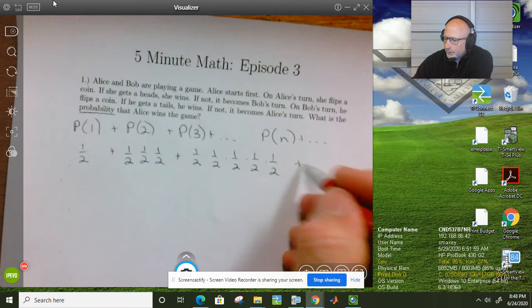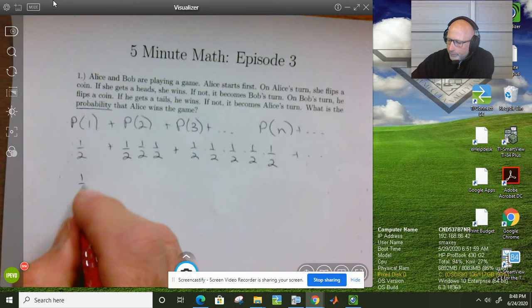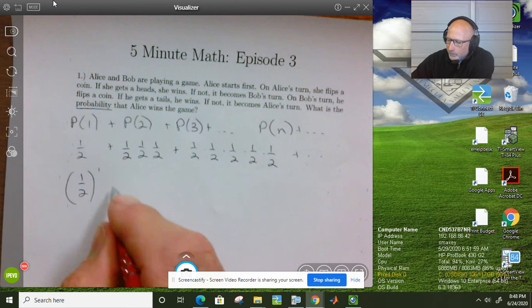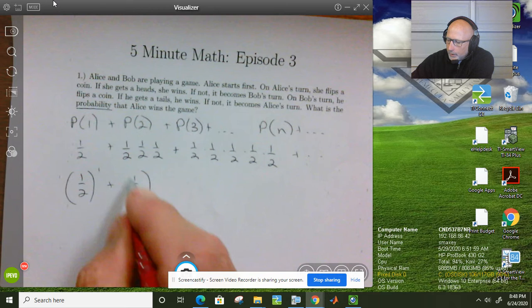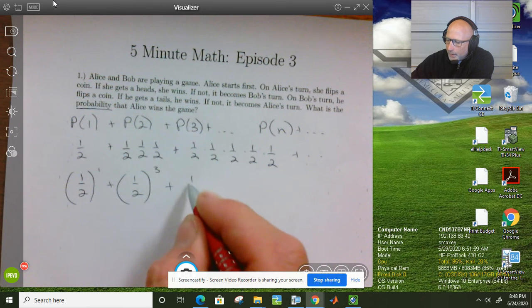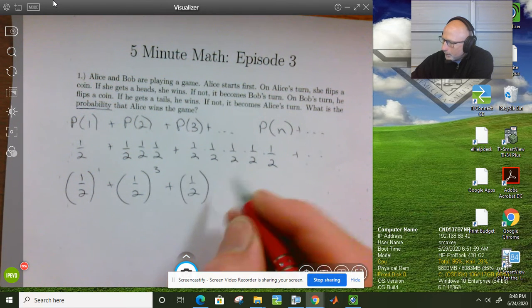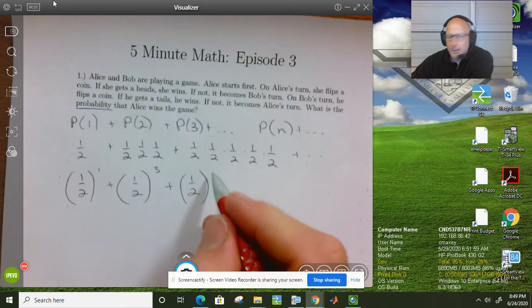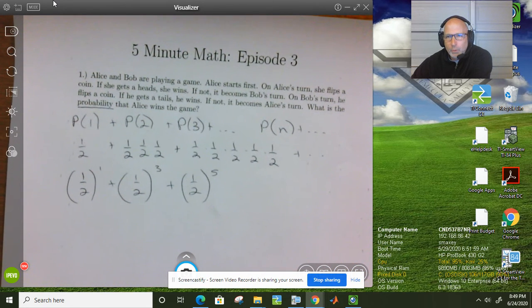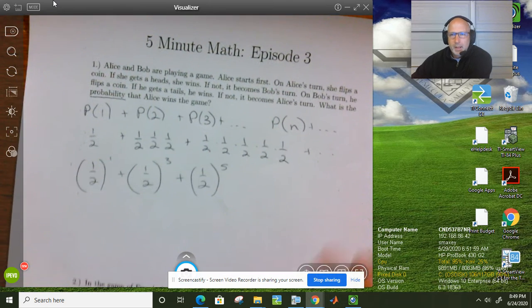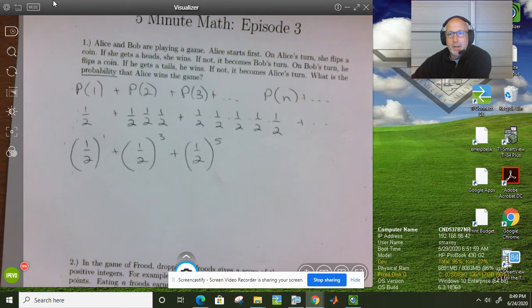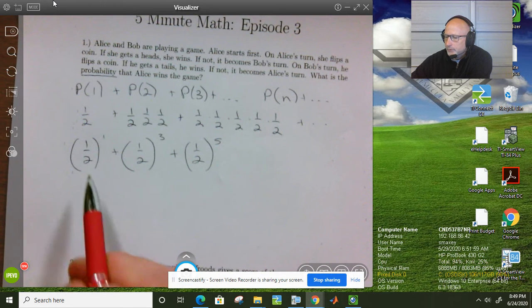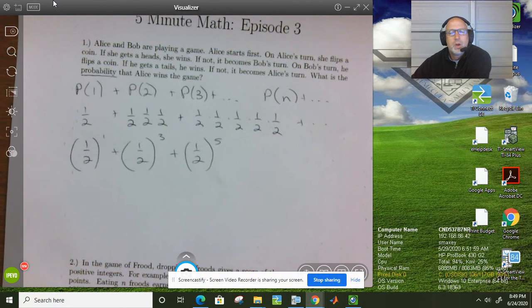So if you take a look, this is 1/2 to the first power plus 1/2 to the third power plus 1/2 to the fifth power, and so on. So what type of series is this? Hopefully you said that this is a geometric series. Now you have to figure out what the common ratio is going from this term to this to this and so on. What do you multiply by each time?